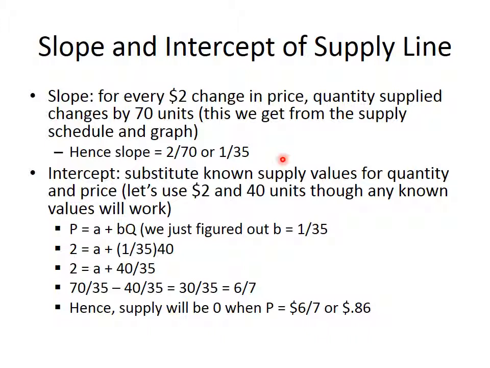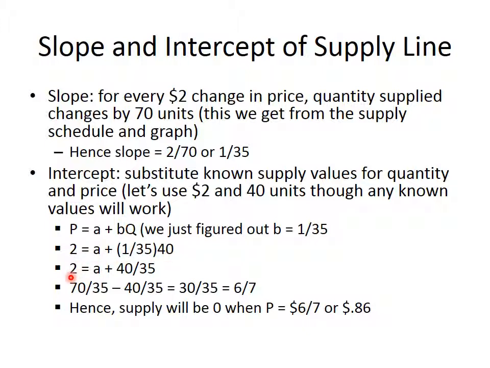Okay, now to find the intercept, we'll do what we did when we were working with demand. Substitute any two known values. Now that we know the slope, we substitute any two known values. Let's use a price of $2 and a quantity supplied of 40 units. Check your supply schedule, and you'll see that's actually the lowest price and quantity, right? So for $2 they'll supply 40.